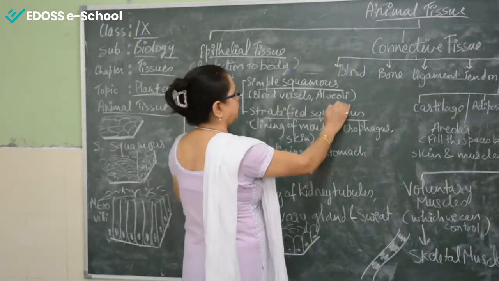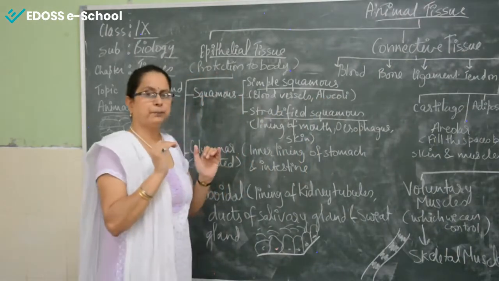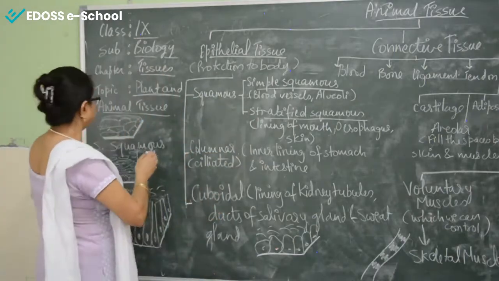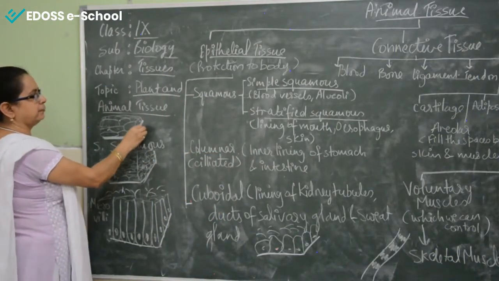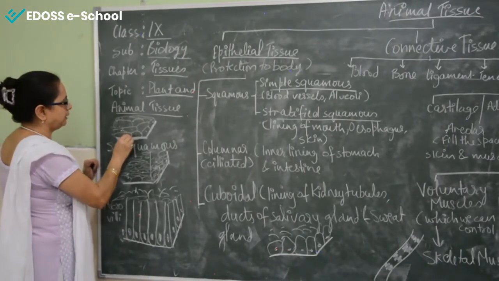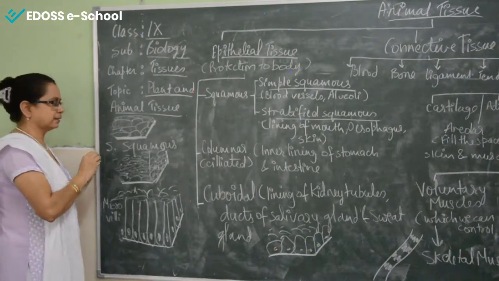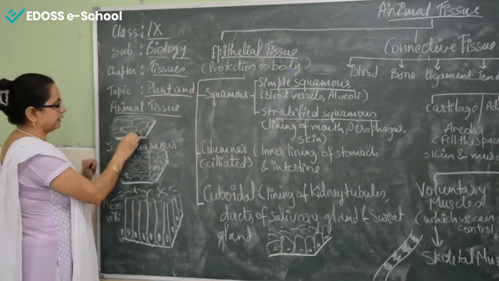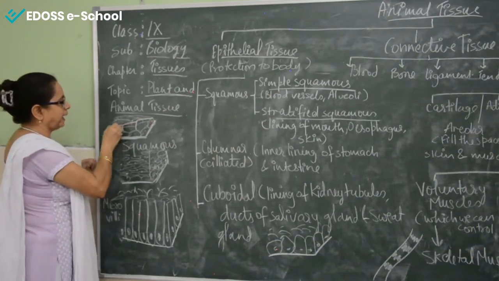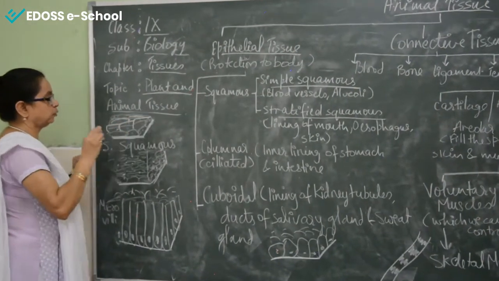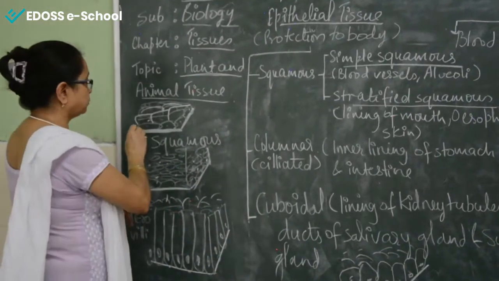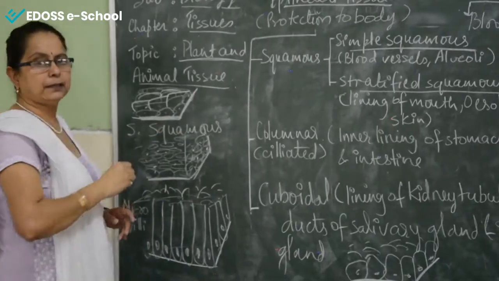Simple squamous epithelium is made up of a single layer of cells. Now, if you see this diagram, this is the diagram that shows the simple squamous epithelium. Here we see the single layer of cells, and each and every cell contains a nucleus. Now these cells are like tiles. They are fixed one to another and there is no intercellular space. So simple squamous epithelium is made up of a single layer of cells.